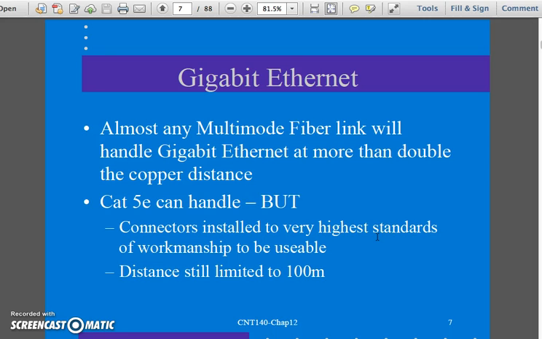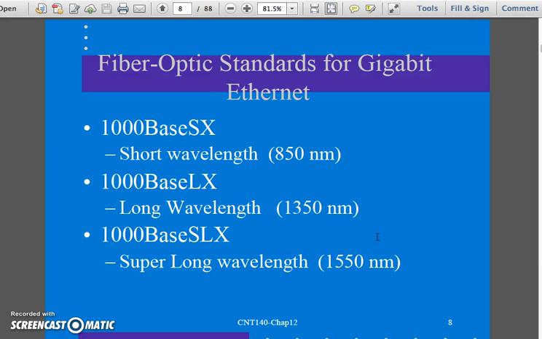It roughly more than double the copper distance. Category 5E can handle it, but we need to have really good installation techniques to do this, and our distance is still limited to 100 meters for gigabit Ethernet. Here's where they start giving us some standards.